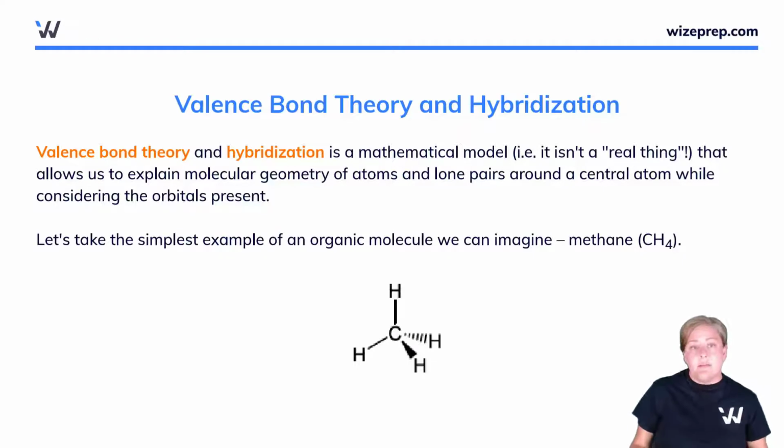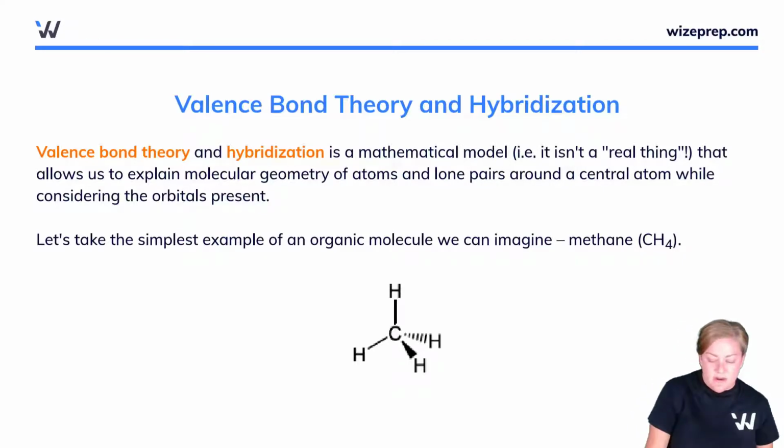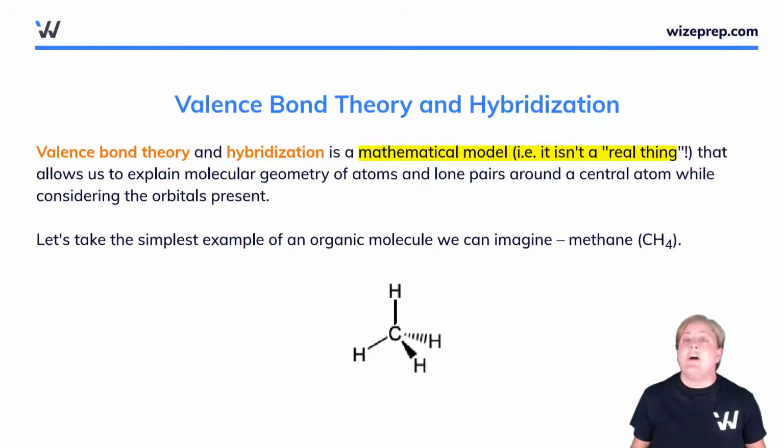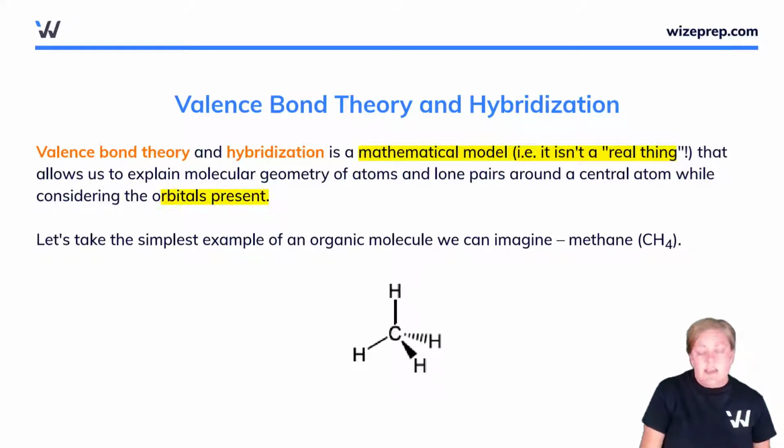Now, valence bond theory and hybridization is a mathematical model. In other words, this is not a real thing. It's a mathematical thought experiment that allows us to explain bonding. It also allows us to explain molecular geometry and lone pairs around a central atom, while also considering the orbitals present. Now, you would have learned about orbitals in your general chemistry courses.